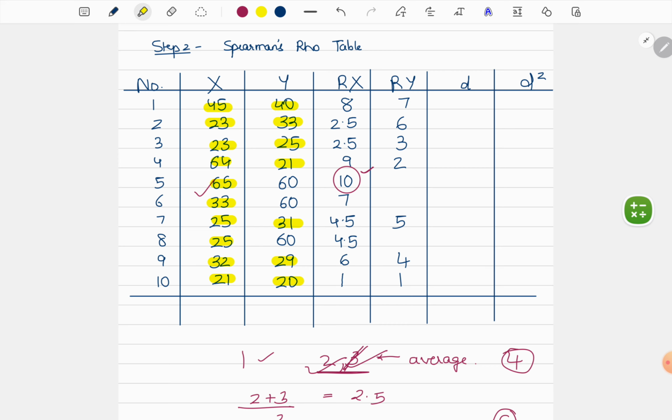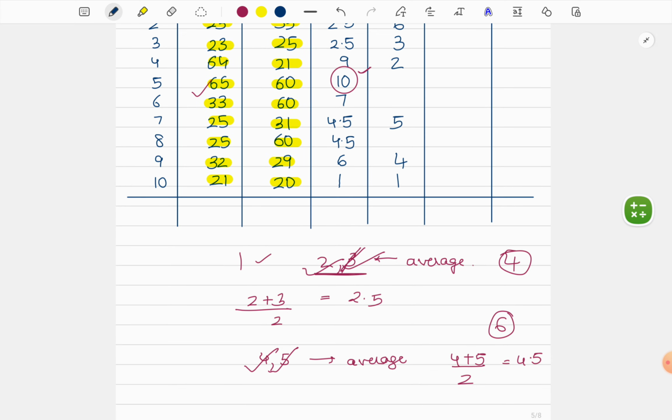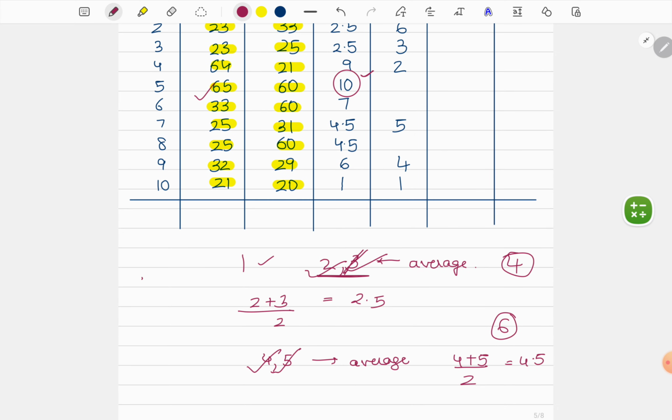Next least number is 60, but it has 3 occurrences. So now I'll just show below. I wanted to assign rank 8, but there are 3 occurrences. So I will consider the next 3 ranks, 8, 9 and 10. So I will have to take the average of these to assign the rank to the score 60.